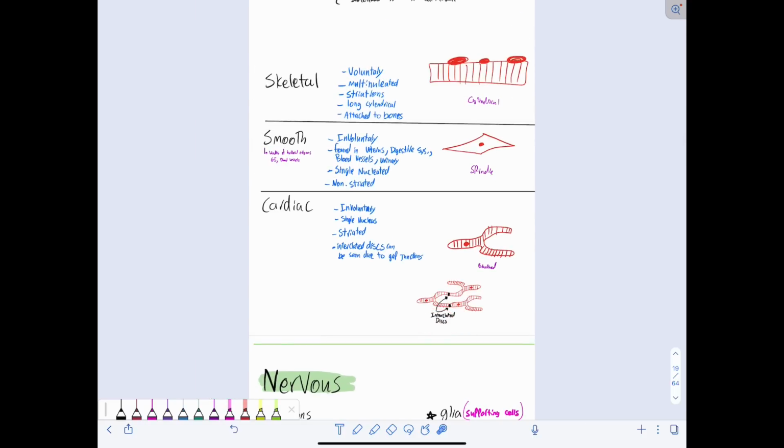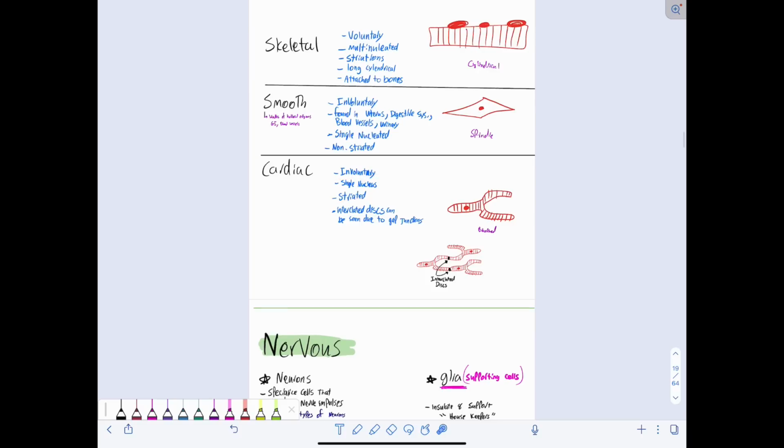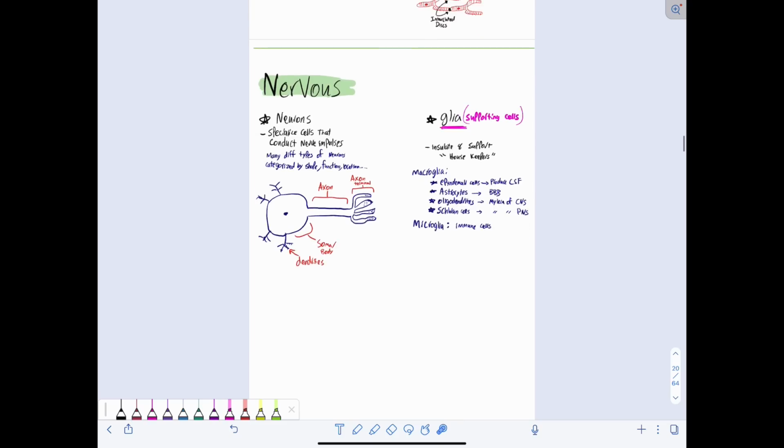That's for cardiac. Skeletal is voluntary. It is multinucleated. It's striated. So is cardiac. Cardiac is also striated, but of course it's involuntary. And smooth is non-striated and involuntary, and you find them in these regions. Make sure you know these things.